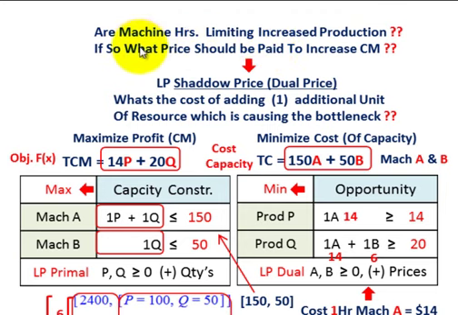So really what we have to do is answer the question: what price should be paid to increase our contribution margin or increase our production? And this is where we come up with linear programming, where we have a shadow price or a dual price. That's what it costs for adding one additional unit of our resource, which is causing the bottleneck. And that resource is in machine A and machine B.